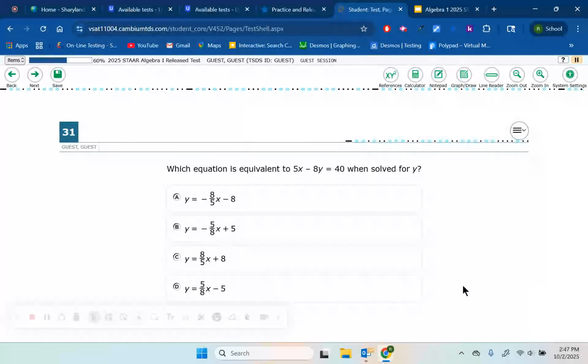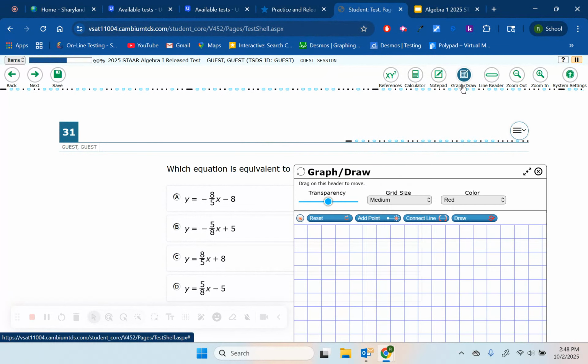Right, which equation is equivalent to 5x minus 8y equals 40 when solved for y? All right, there's two ways to do this problem. Number one, just solve for y, which is a skill that you need to know if you're going to take this class, Algebra 1. So one thing you can do is just flat out do this.